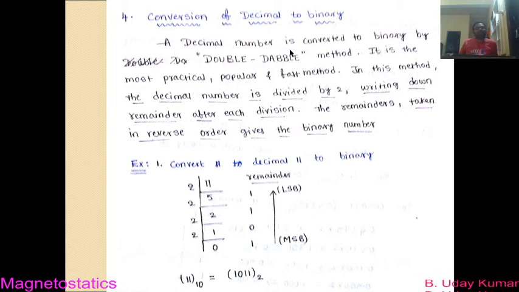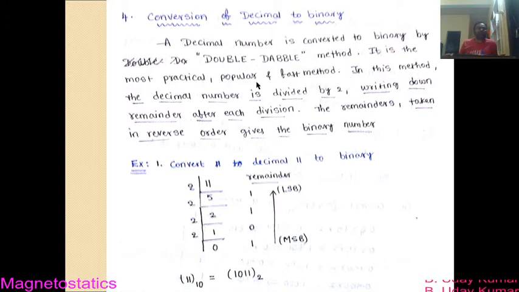A decimal number can be converted into binary by the double dabble method. There is a technique which we call the double dabble method, using which you can convert a decimal number into binary. So what do we do in this method? Try to understand. This question is very important for your board examinations, or even competitive examinations, so you need to remember this technique. It is the most practical, popular and fast method.